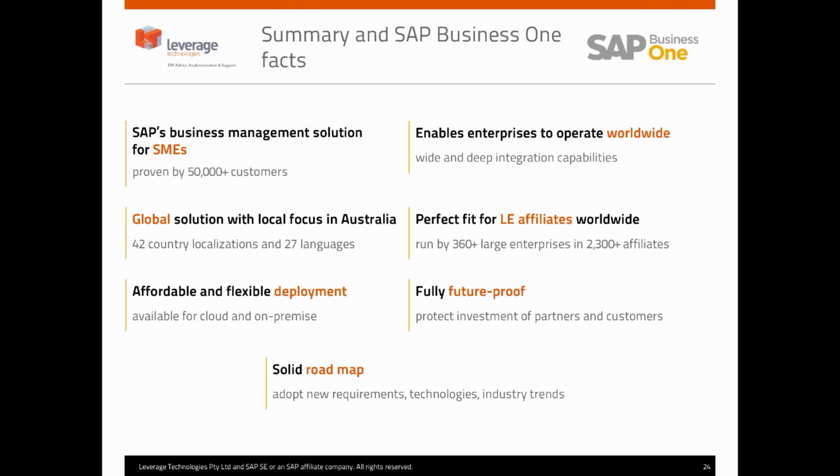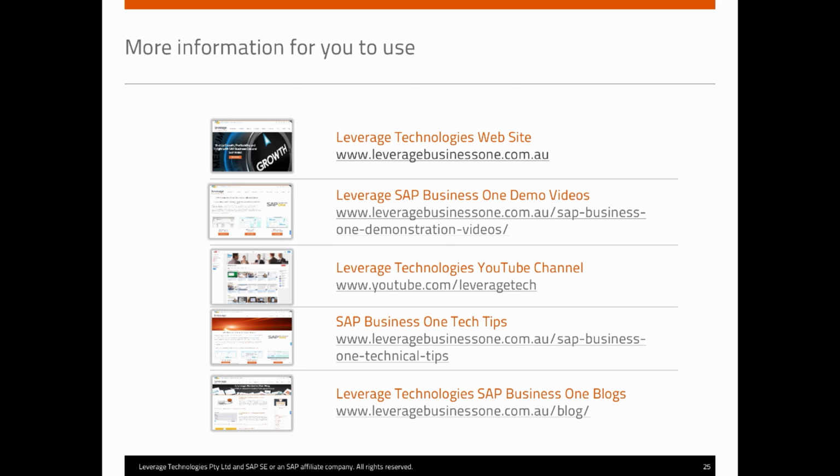So what do you do next? Well, we've put together a selection of these resources for you that you can access. There's the Leverage Technologies Business One dedicated website at leveragebusinessone.com.au. There's a number of SAP Business One demo videos that go in a little bit more detail into each one of these functional areas, and you can find those at this URL. I won't read it out to you, but if you just search for Leverage Business One demo videos, you'll find it, or of course you can utilize this URL.